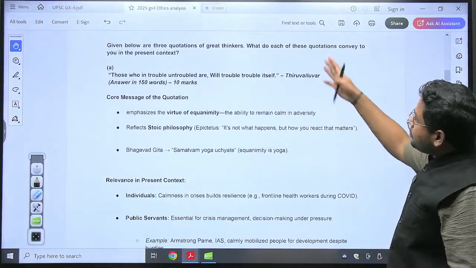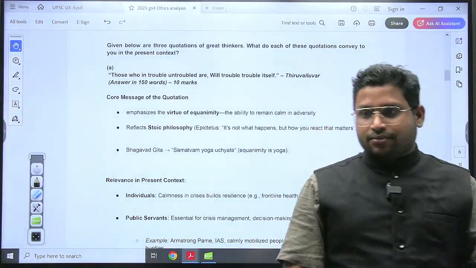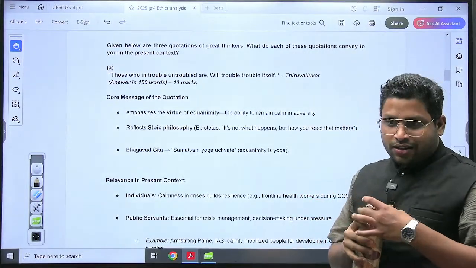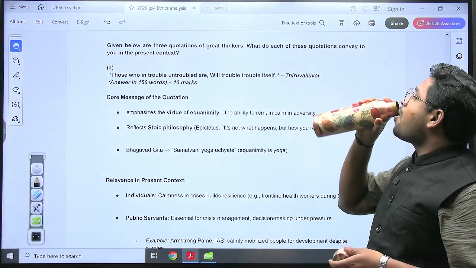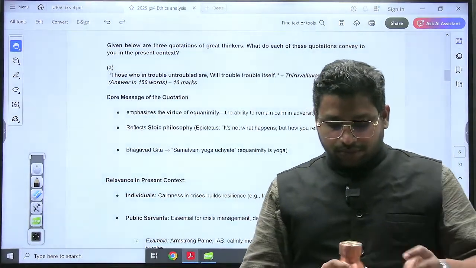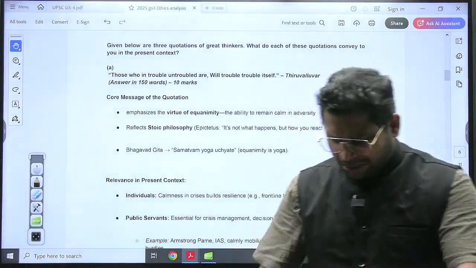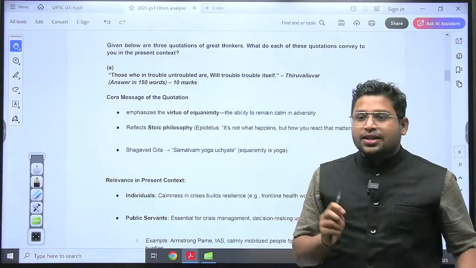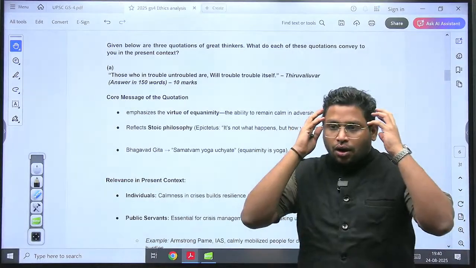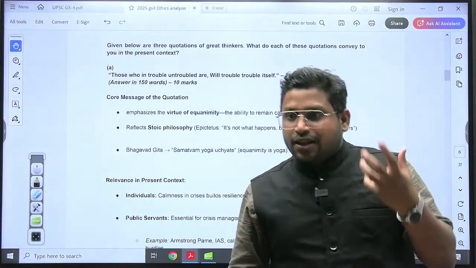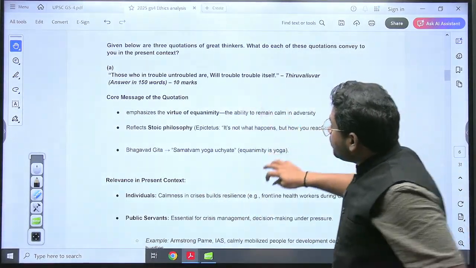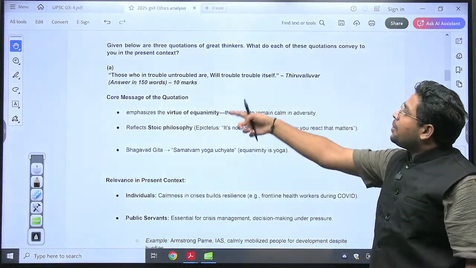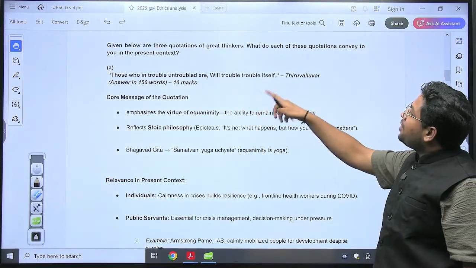Okay, now the quotes part. They keep on asking the quotes, and nothing new they are asking, I'm telling you. So this is something very basic. When we study the basic philosophies, Western thinkers, Indian thinkers, we get a basic understanding of how we think about any thought process. Here, first thing: those who in trouble untroubled are, will trouble itself.